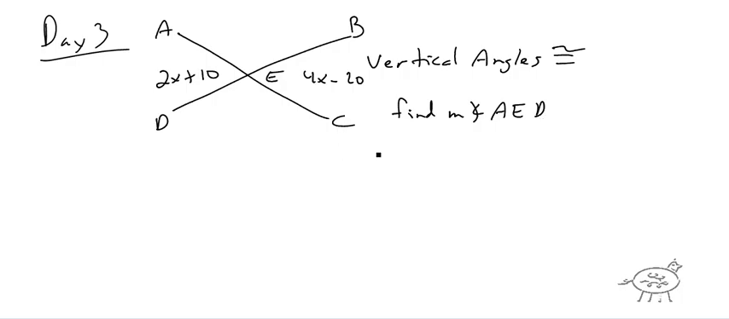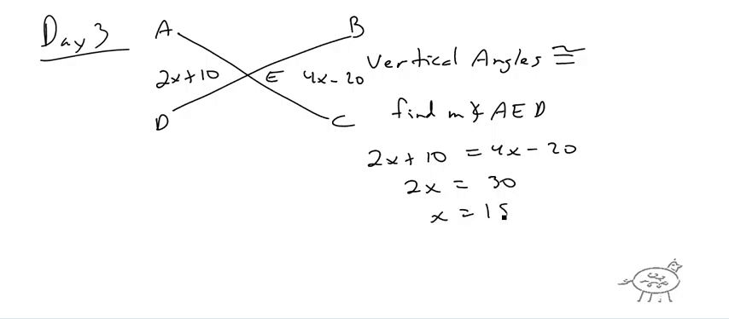Now this is where you set equal, right? Where you had complementary, you set equal to 90, supplementary, you set equal to 180. This one you set equal to each other, so 2x plus 10 equals 4x minus 20. We move things over, so we get 2x equals 30, x equals 15. That's a great ACT question where they just put x equals 15 on there, but if I'm asking for AED, you just plug it in. So it's 2 times 15 plus 10. So 30 plus 10 is 40. So the answer is 40 degrees.